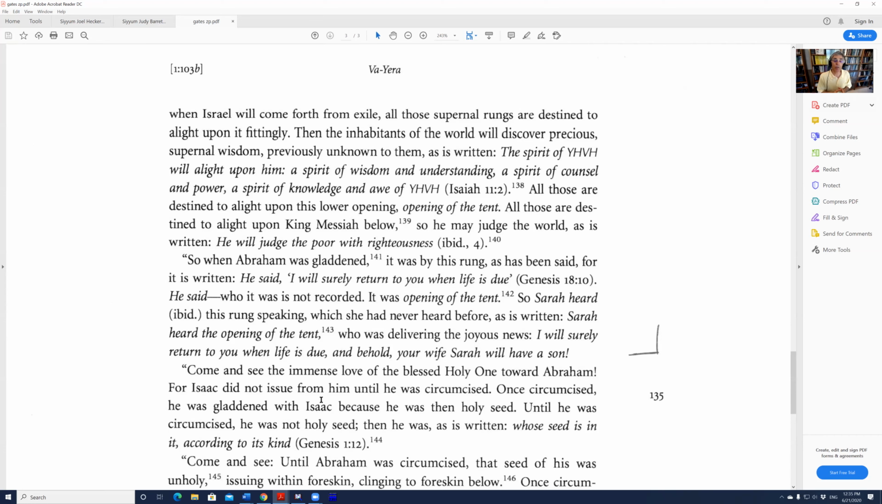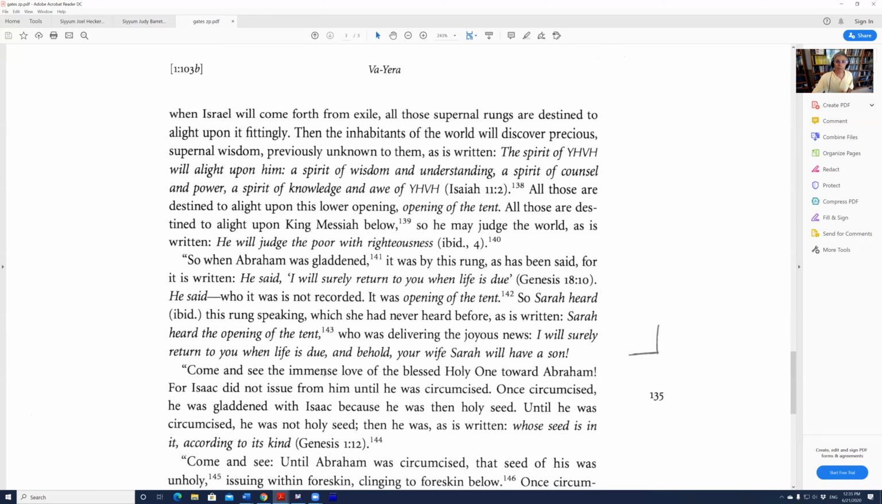So Sarah heard this rung speaking, which she had never heard before. As is written, V'Sarah shoma'at petach ha'ohel. We usually translate that, Sarah heard from the opening of the tent, but the Hebrew doesn't have that preposition from. The Hebrew just says, V'Sarah shoma'at petach ha'ohel. That enables Rabbi Shimon to translate it, Sarah heard the opening of the tent. Not from the opening of the tent, she actually heard Shekhinah. She heard Shekhinah, the opening of the tent, who was delivering the joyous news: I will surely return to you when life is due, and behold, your wife Sarah will have a son.